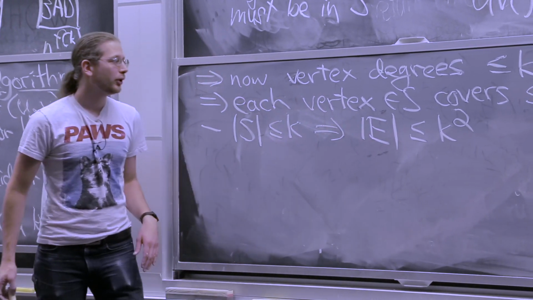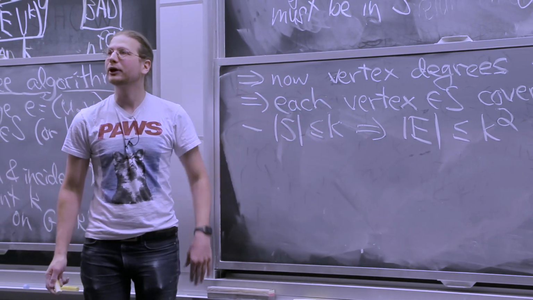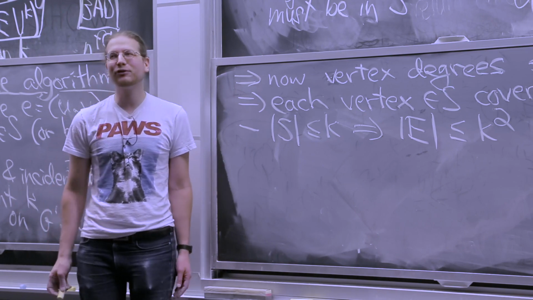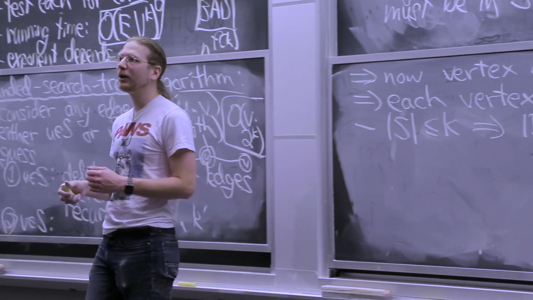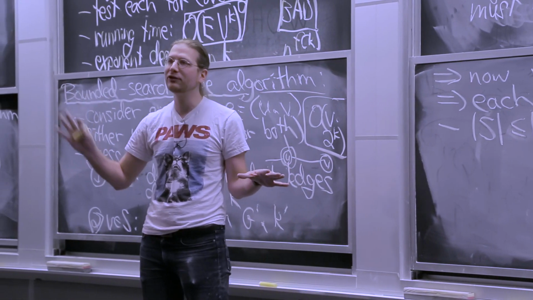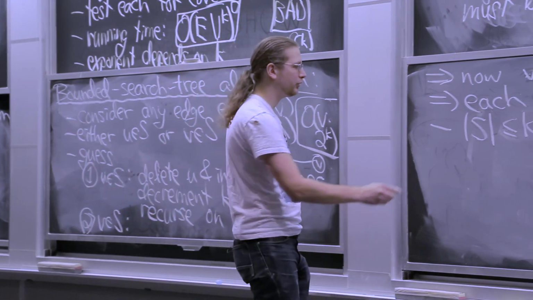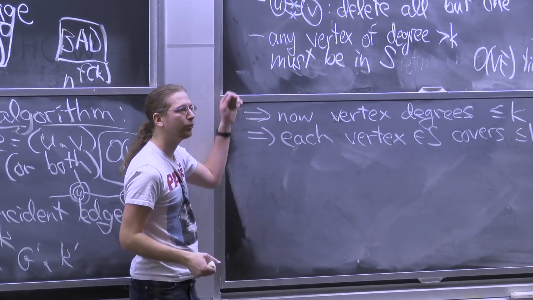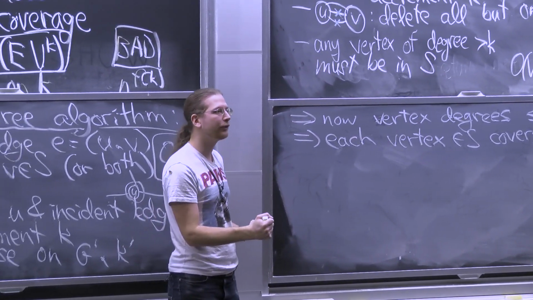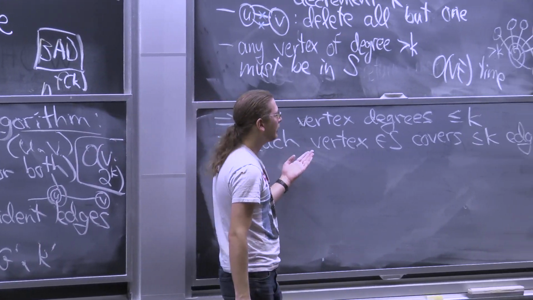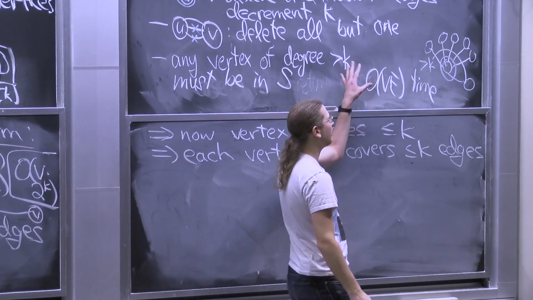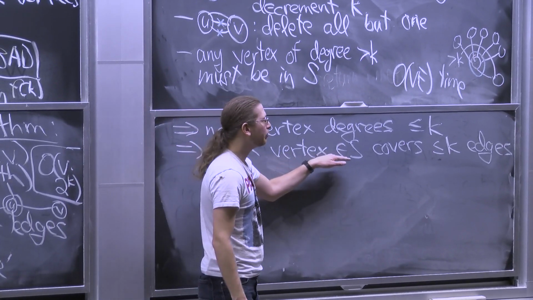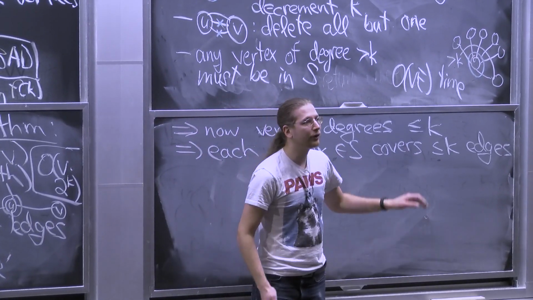Okay, so each vertex in S covers at most k edges, whatever the degree is. So that means you don't get much bang for your buck anymore. We've already taken care of all the high degree vertices where you get a lot of reward for putting one vertex in the cover. Now, this is the new value of k. It may have decremented from before. Every vertex that we could possibly put in the set will only cover k edges.